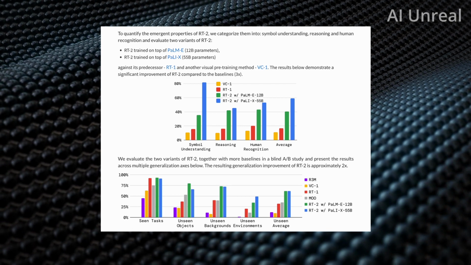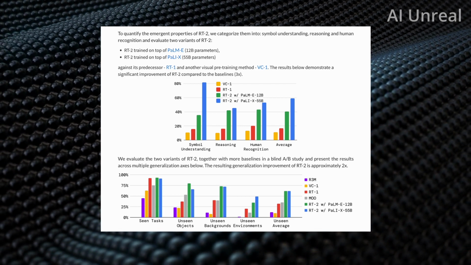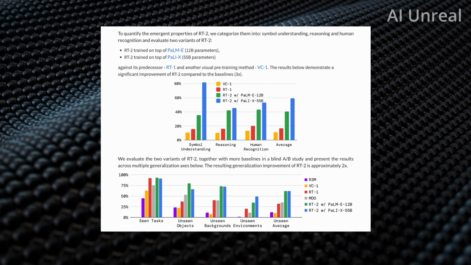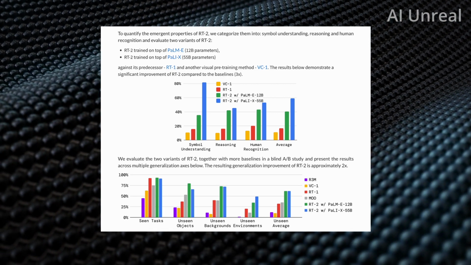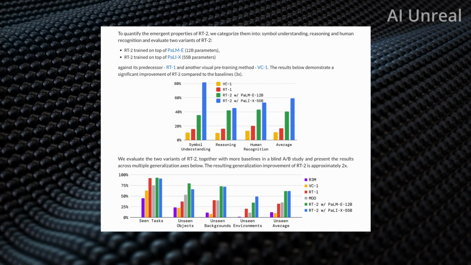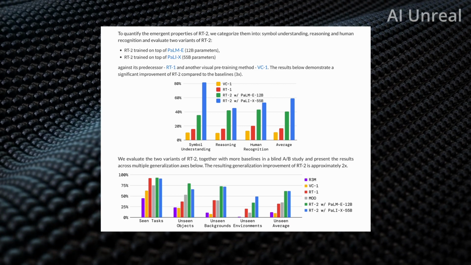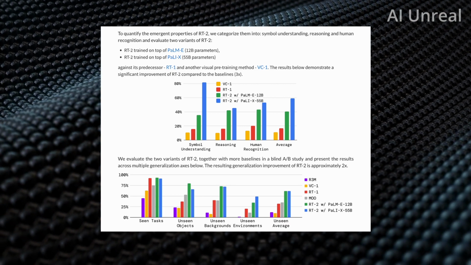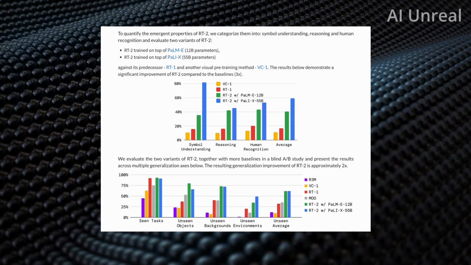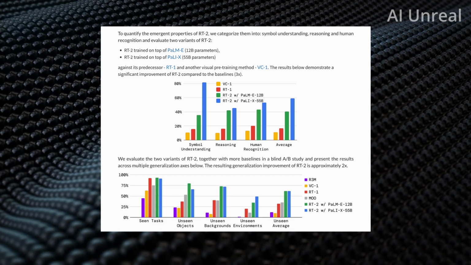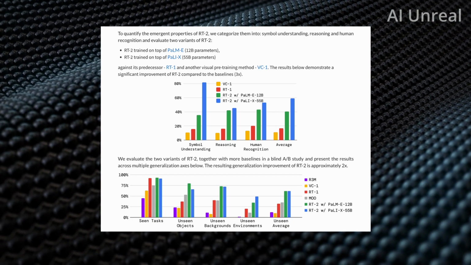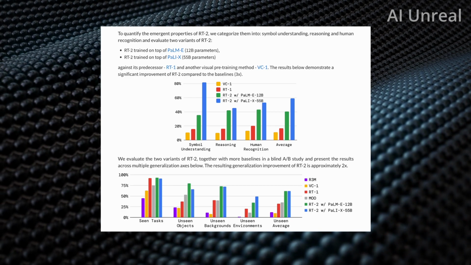And then we can see again, they have the two variants of RT-2 together. And then here is what they have in baselines in a blind A-B study, and here are the current results. Now, in general right now, at least it shows an improvement of 2x. So we can compare right now the green and the blue for the bottom charts. And for some, it looks like it's slightly better on the green, but then on the blue, for example, unseen environments does significantly better for that part.